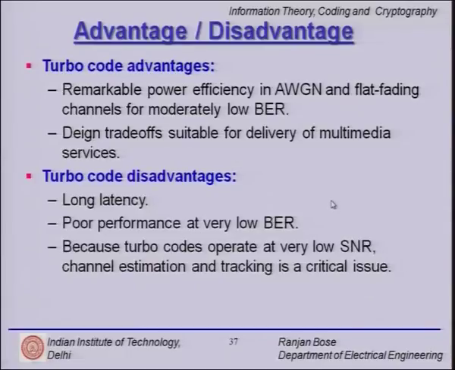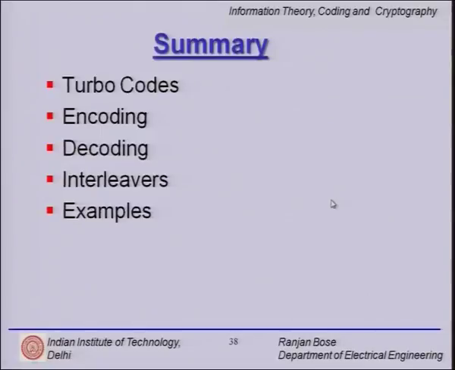Now let us summarize what we have done today. We started off with a brief introduction to turbo codes. We looked at the structure of turbo codes, how concatenated convolutional encoders can be converted into turbo codes. We looked at the encoding process, and finally, we looked at two decoders and the importance of interleavers for turbo decoders. Finally, we looked at some examples to show the efficacy of these turbo encoders and decoders. With that, we come to the end of this lecture.